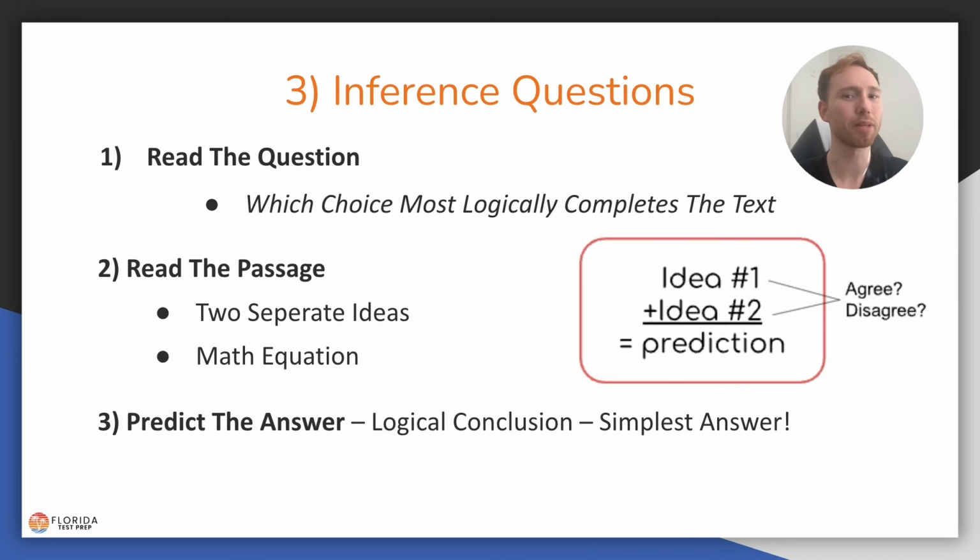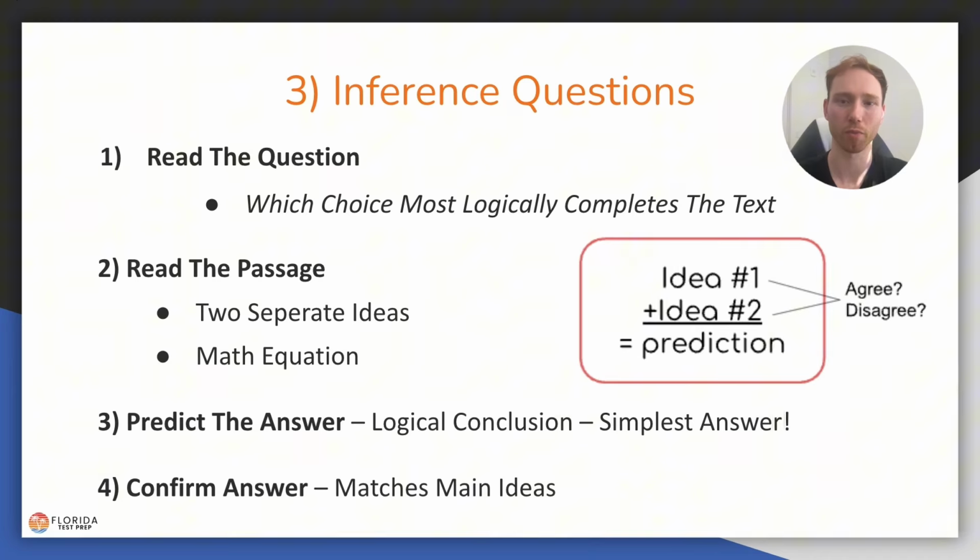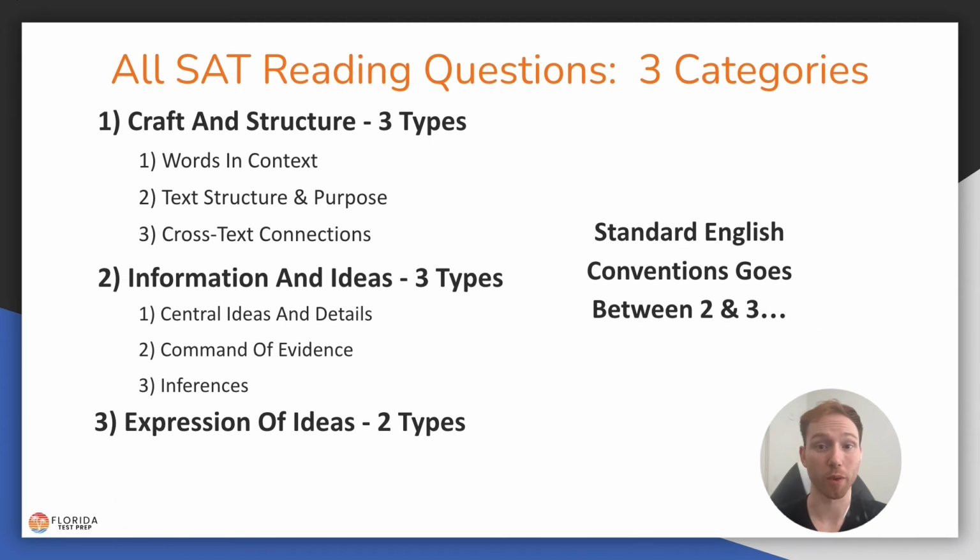Always think about the simplest answer or the simplest conclusion between the 2 ideas mentioned in the passage. Then you want to confirm your answer. A lot of the times, your prediction is going to be very similar to the correct answer, but if you find yourself flipping through the answer choices to find the correct answer, think about which one matches the main idea. That is the best razor for finding the correct answer and getting rid of wrong ones for inference questions. That concludes information and ideas.